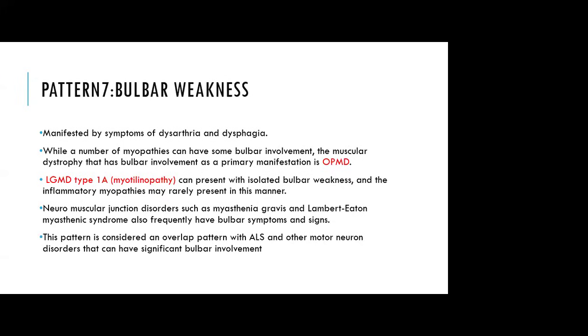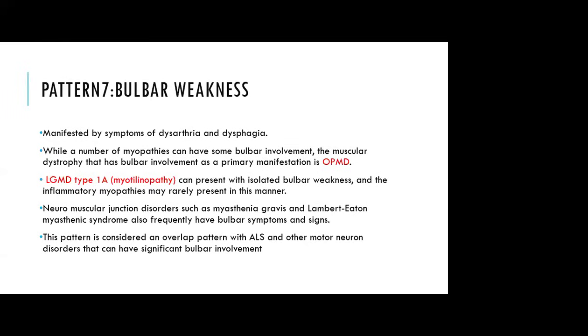Next pattern is bulbar weakness. It's manifested by symptoms of dysarthria and dysphagia. While a number of myopathies can have bulbar involvement, the muscular dystrophy that has bulbar involvement as a primary manifestation is OPMD. The LGMD type 1A, that is myotilinopathy, can present with isolated bulbar weakness, and the inflammatory myopathies may rarely present in this manner.